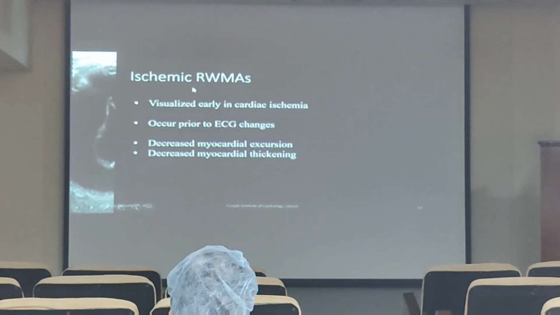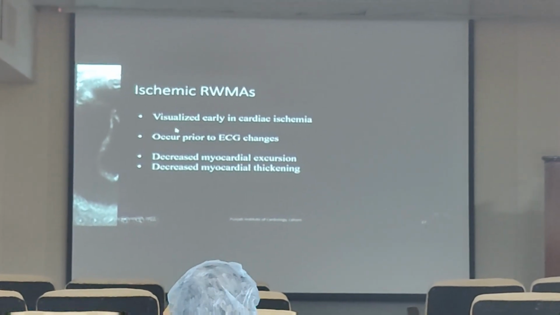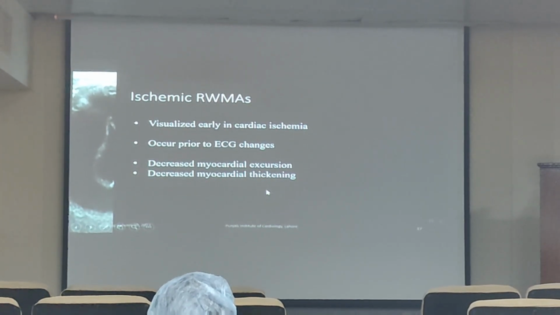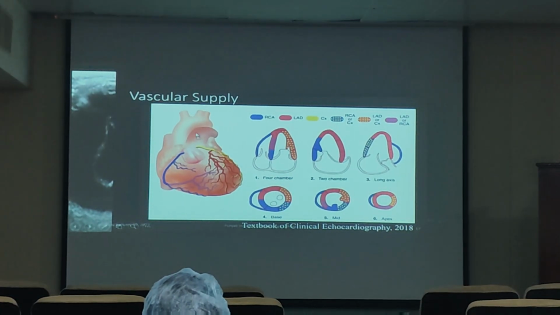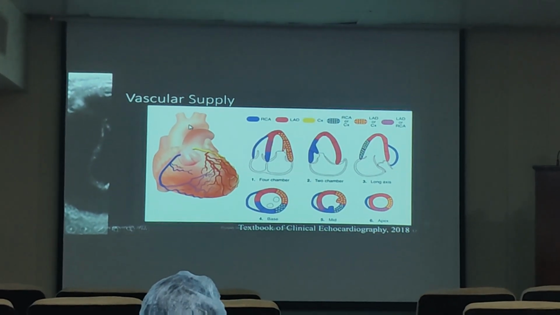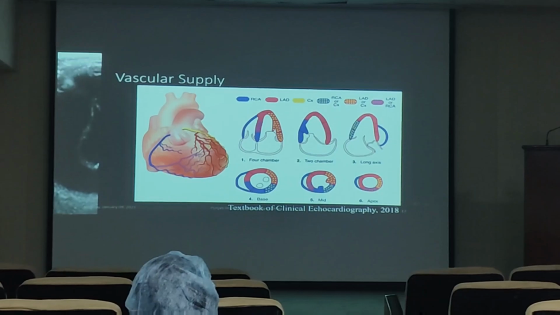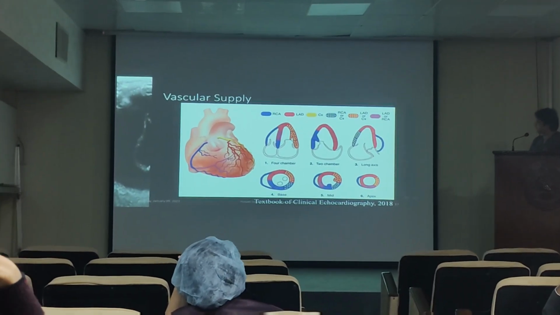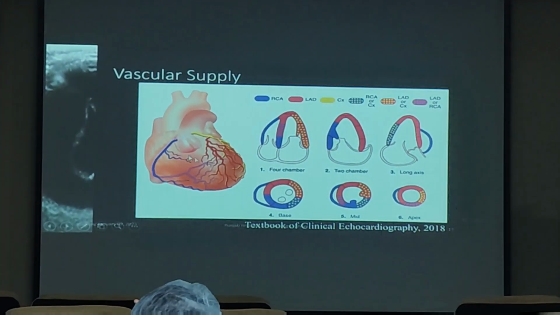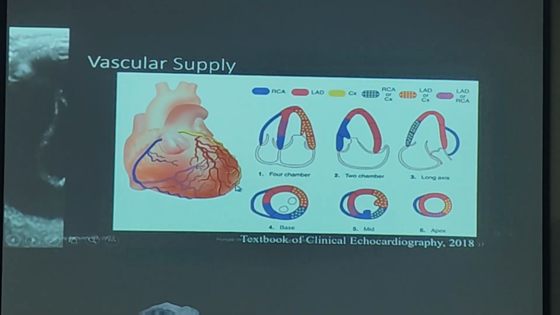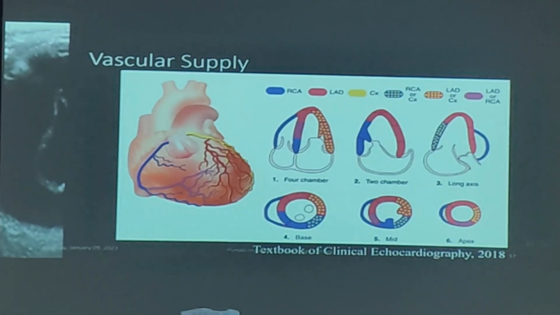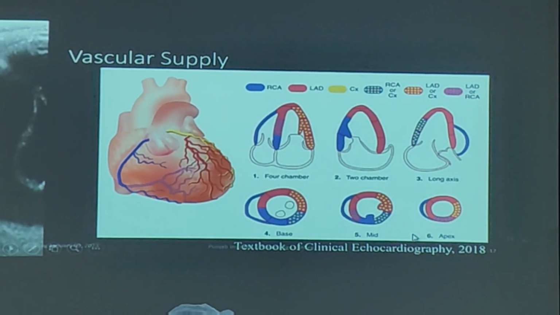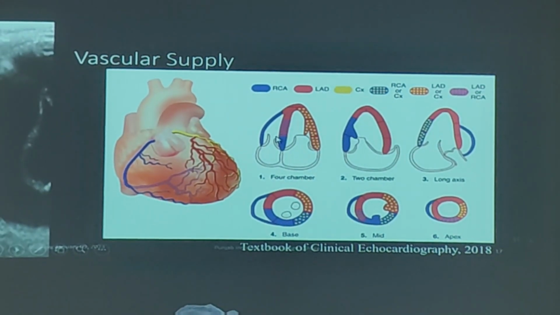Ischemic regional wall motion abnormality should be visualized. I have told you that it is very important, and it will tell us before the ECG and the markers. Now this is a very important slide to know and conclude the regions. This is the vascular supply, and we should know which region in which wall is supplied by which artery. These are the views, and this is the apical 4-chamber view.